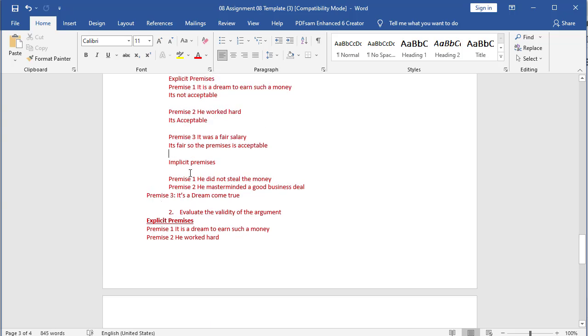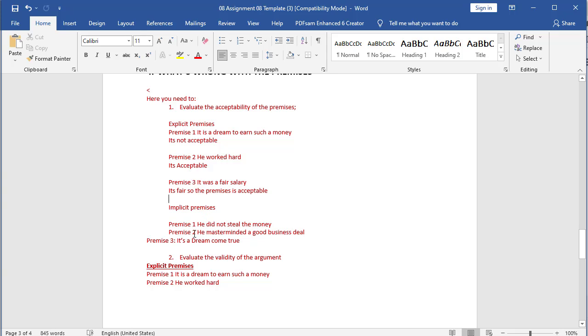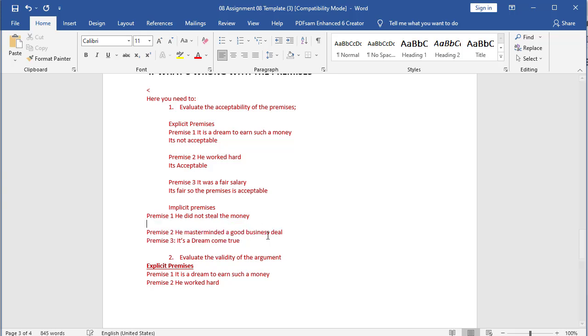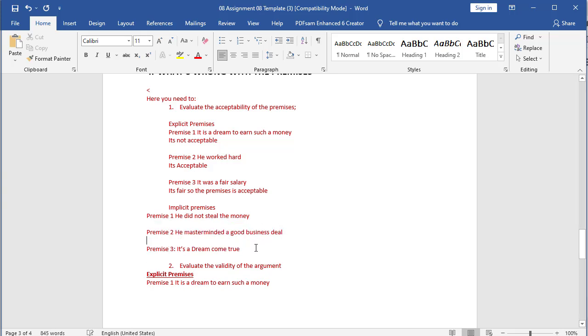Even on the, okay, there were 3. Now we are going to make sure you go to the implicit premises. Also with the implicit premises, you are going to do the very same thing. Is it acceptable? You are going to do the same thing. Is it not acceptable? Why? You are going to do the very same thing even in the implicit premises.